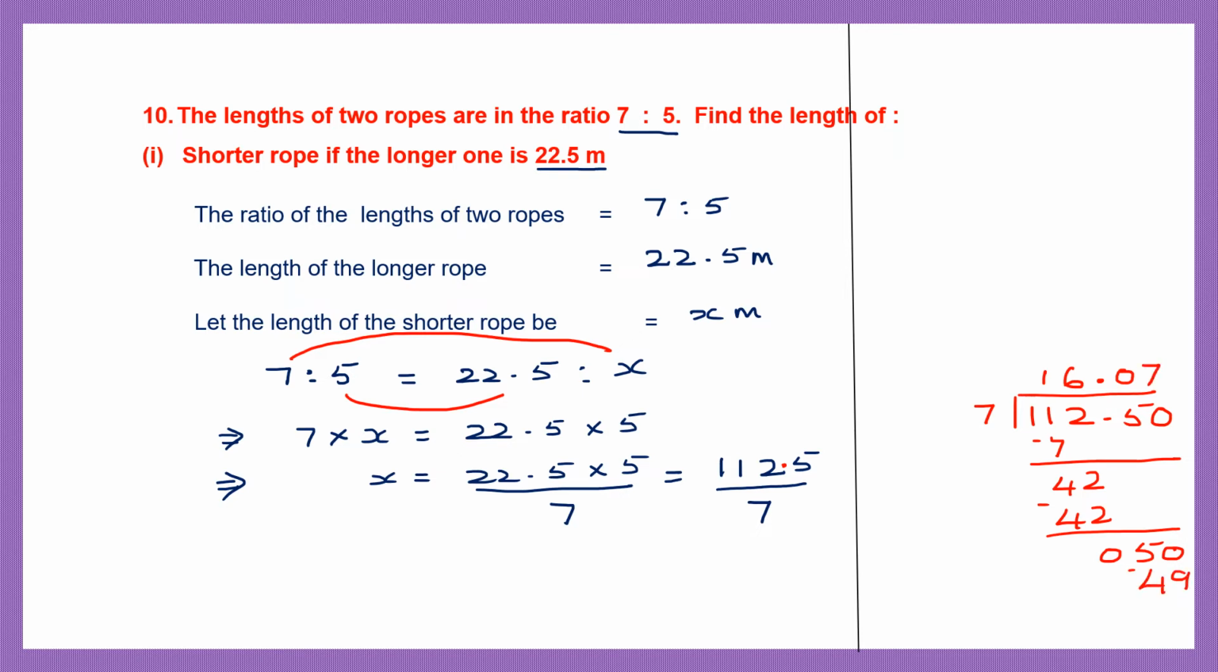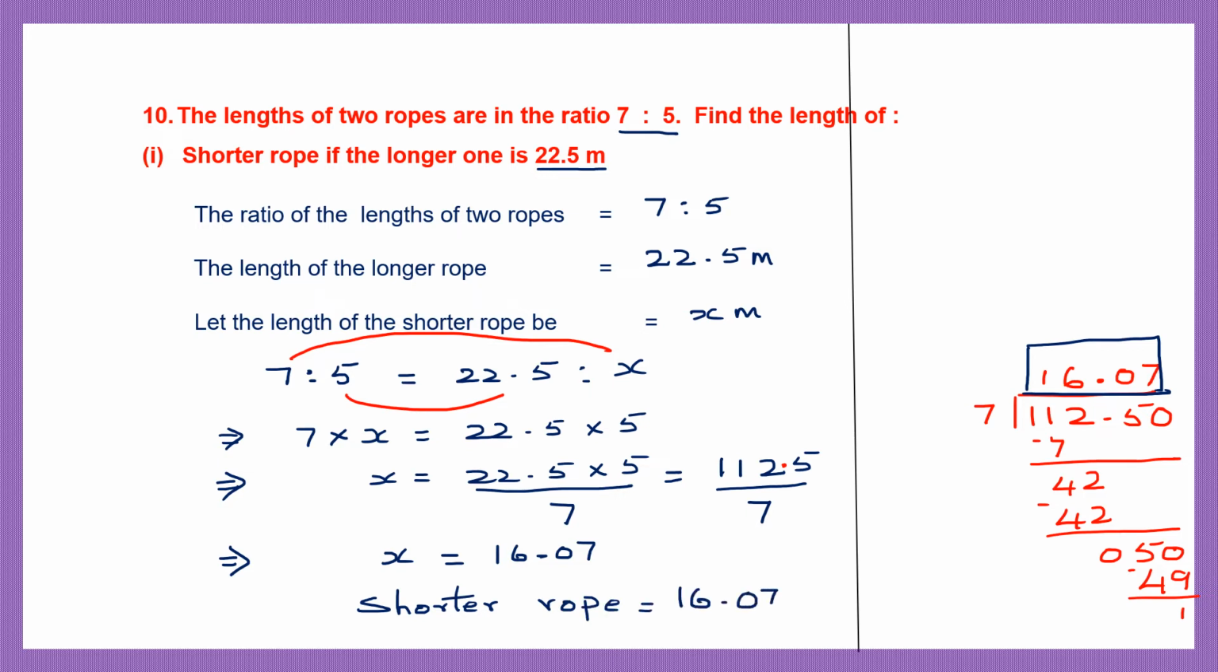Now this division is going to continue, but I'll stop with this and take only this much, that is 16.07. So here I have found the length of the shorter rope to be 16.07 meters. So let's write that down. The shorter rope is 16.07 meters. This is our answer.